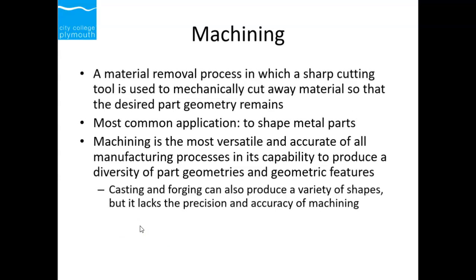Now, what is machining? It's a material removal process in which we use a sharp cutting tool to mechanically cut away the metal so we can get the desired geometry. The most common application is to shape metal parts. It's very versatile and accurate of all the manufacturing processes because we get a better surface finish, better tolerance, and multiple different geometries can be achieved.